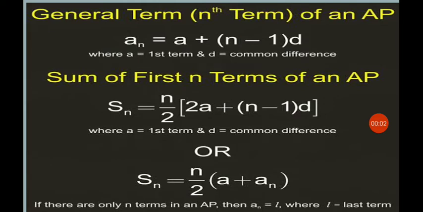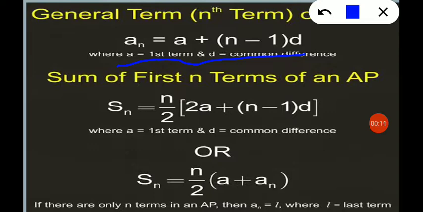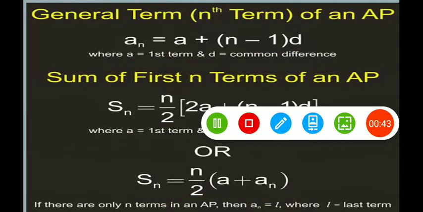In the previous class, we have learnt about the general term or the nth term of an AP. That is, an is equal to a plus (n minus 1)d. Also, we have learned the sum of n terms of an AP as Sn is equal to n by 2 multiplied by (2a plus (n minus 1)d), or Sn is equal to n by 2 (a plus an), or l. So these are the two formulas which we have learned already, and we are doing the questions based on the sum of n terms of an AP.